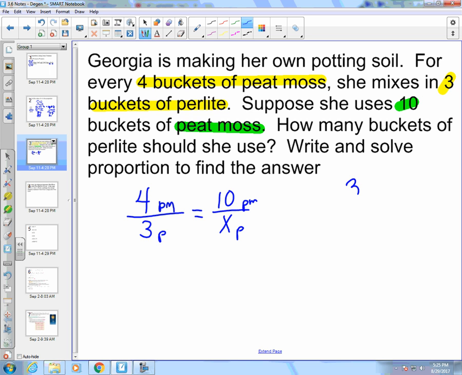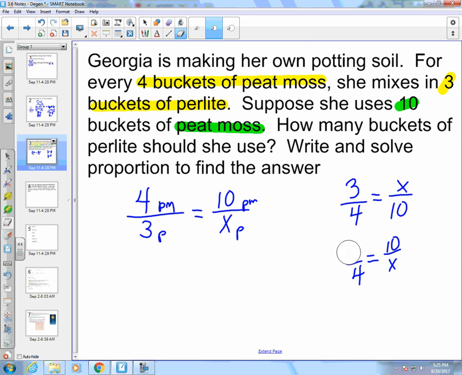Now, could I have written this as 3 over 4 equals x over 10? Absolutely. Notice that's just flipping the proportion upside down. The cross products are still the same between the two. What I cannot do is have 3 over 4 and 10 over x. There I do not have the units in the same place. So we don't want to use that proportion. It's set up incorrectly.